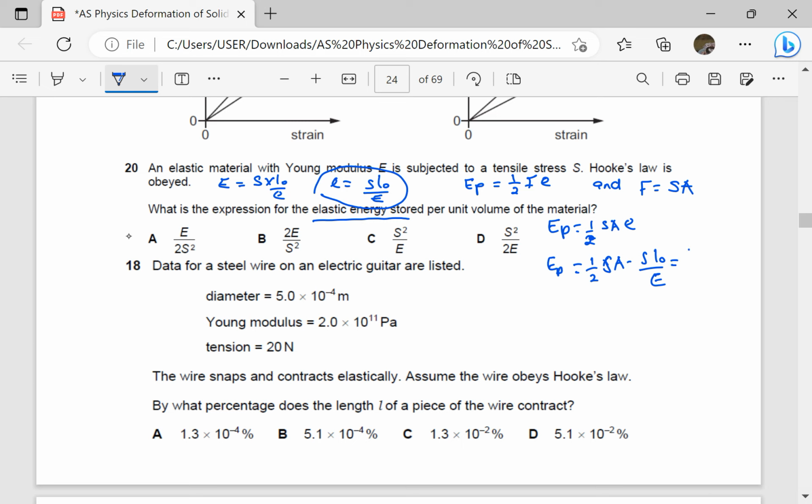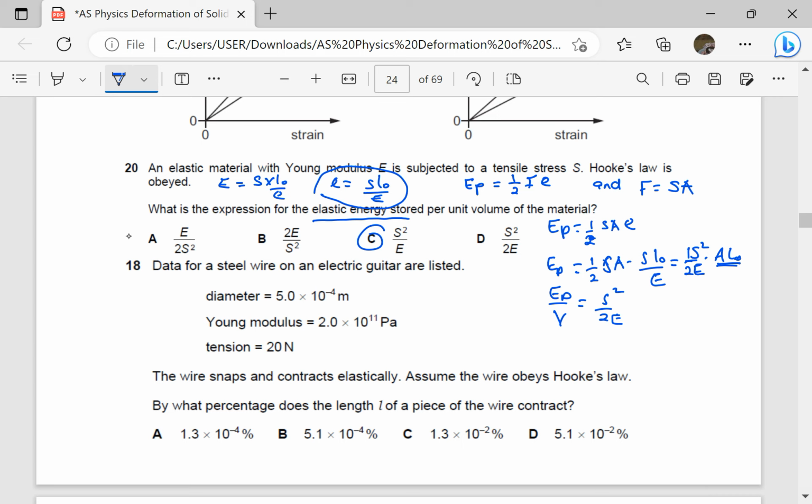So this one simplifies to a half. There's an E in the bottom. Then this is going to be S squared, then times A times L naught. And A times L naught, that is volume. So elastic potential energy over volume is going to be S squared divided by 2E. So it means our answer is going to be C.